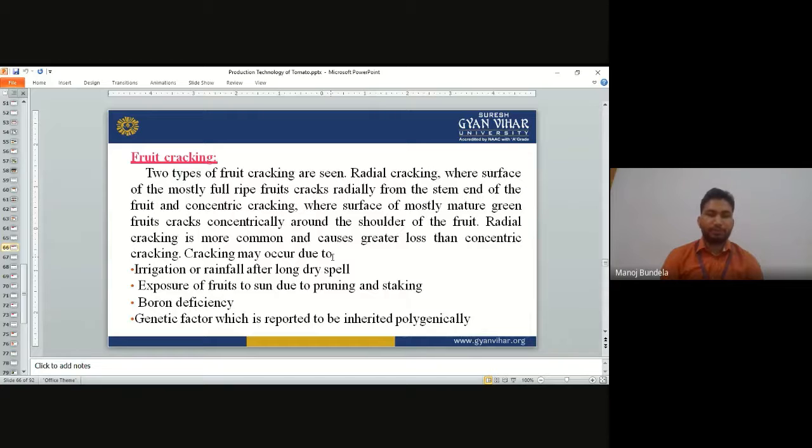Boron deficiency. Genetic character, which is reported to be inherited only genetically. So these are the major reasons of the fruit cracking. Main is boron deficiency, and in cracking also two types are there. One is radial cracking and the second one is concentric cracking.